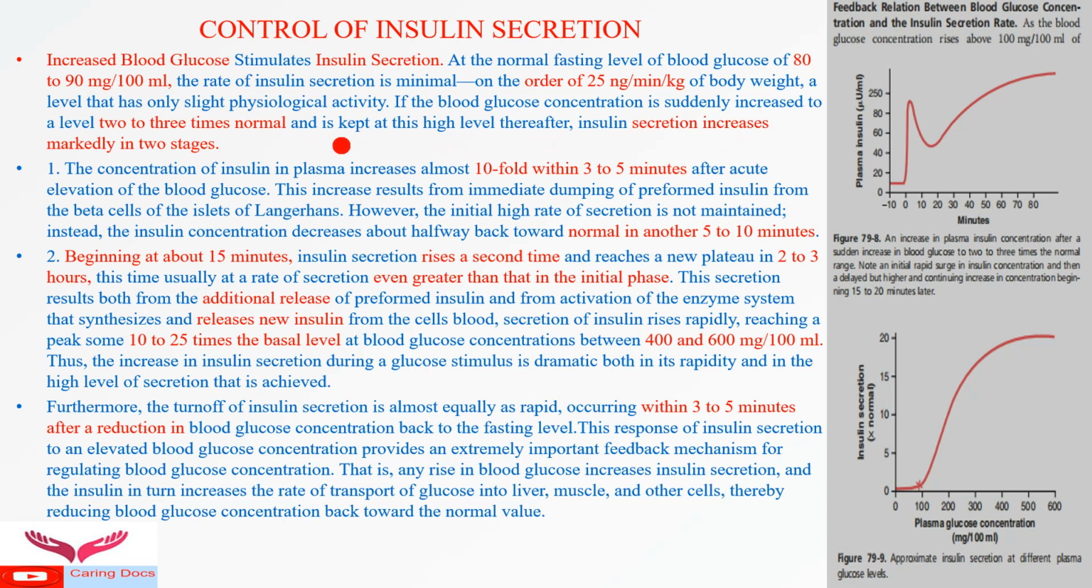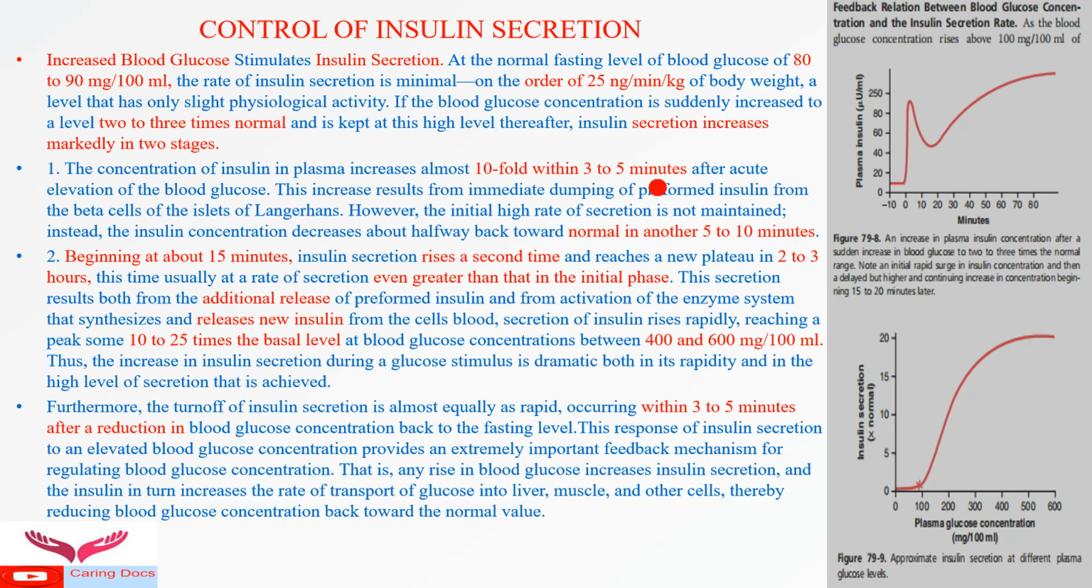So initially, when there is normal fasting blood glucose level, between 80 to 90, there is slight insulin secretion, in the order of 25 nanogram per minute per kg body weight. But when the glucose concentration is very high, especially when we take a meal and the blood glucose level increases 2 to 3 times, then at that time insulin is secreted in two stages. And how is it secreted in the two stages? The concentration of the insulin in the plasma increases almost tenfold within 3 to 5 minutes.